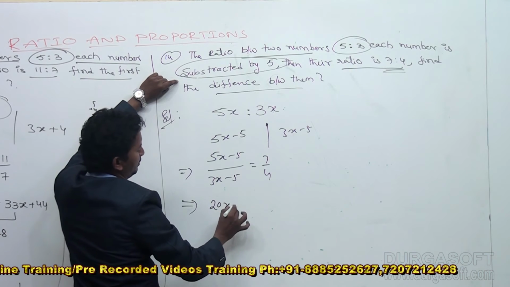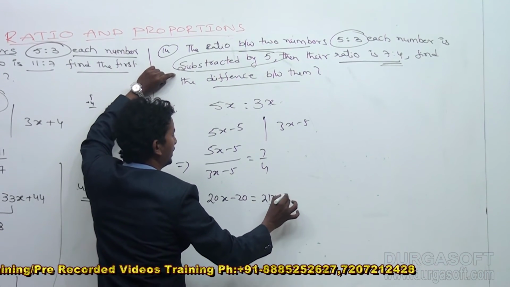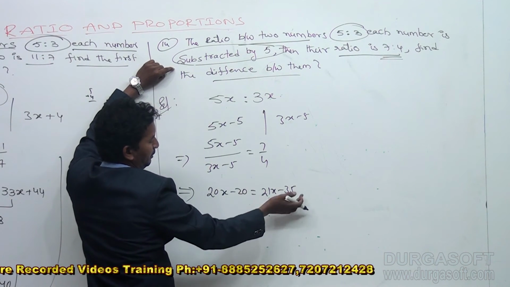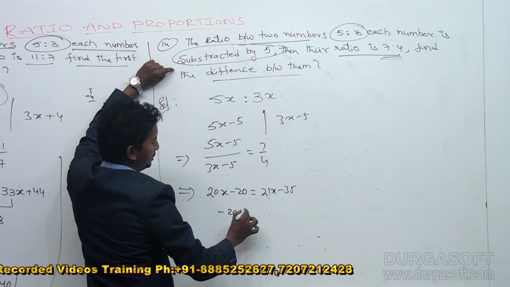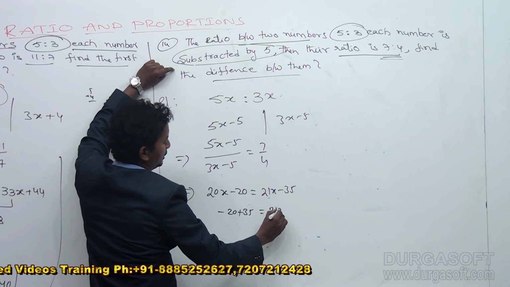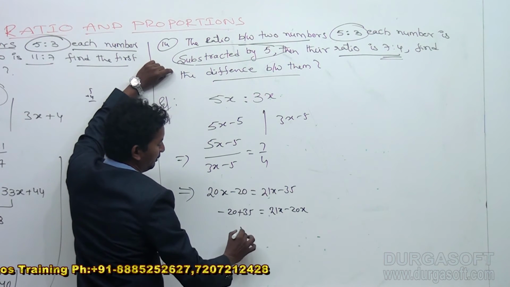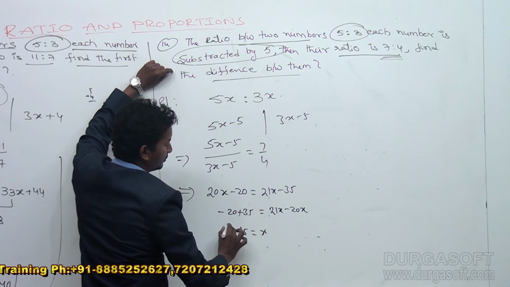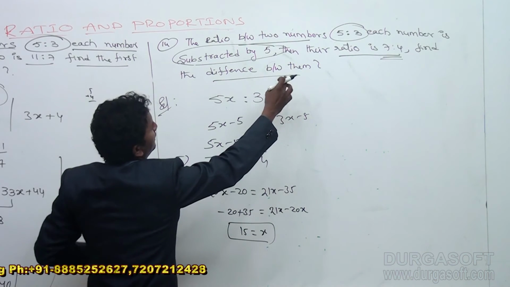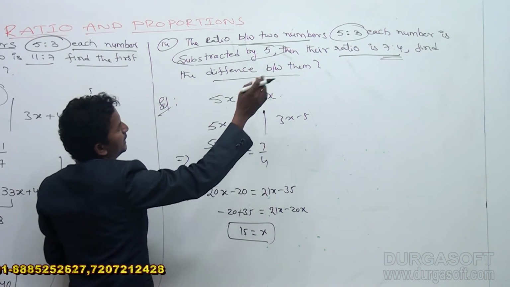So 20x minus 20 is equal to 21x minus 35. Here I am going to bring this one over: minus 20 it comes 35, minus 35 it comes plus 35, 21x minus 20x. So x is equal to 15. Then the difference of their two numbers: find the first number and the second number.